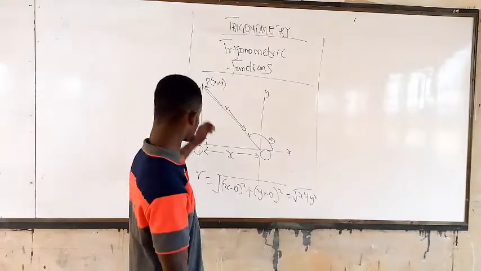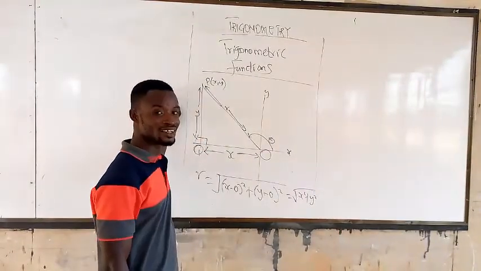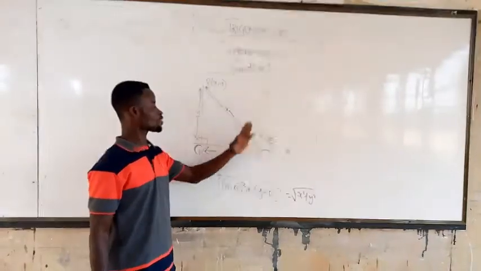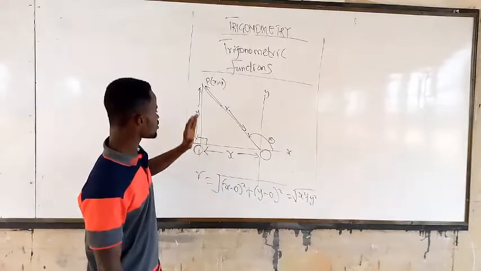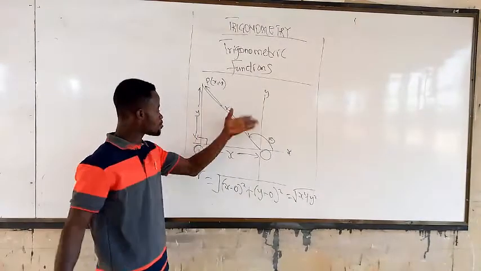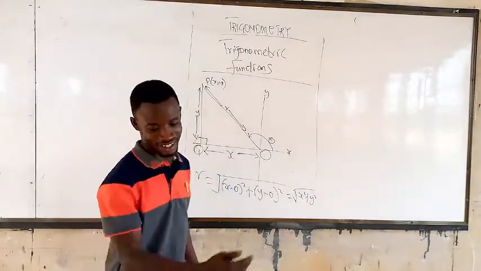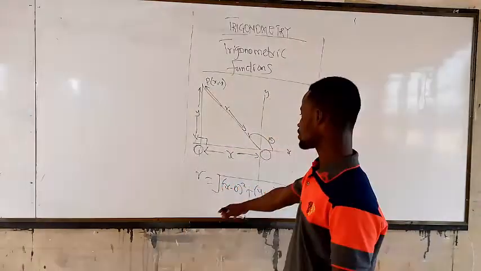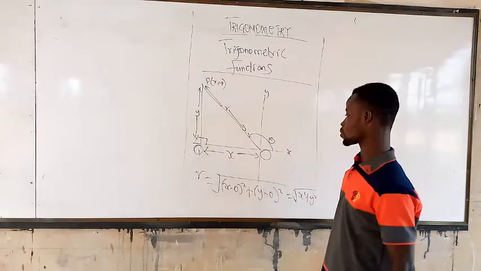Alright, so that is that. Okay, so we have the x, we have the y. Here it represents the opposite, hypotenuse and the adjacent. Alright, you are used to these things already. So now what we have here is a distance formula.